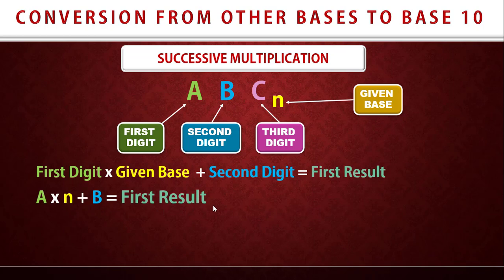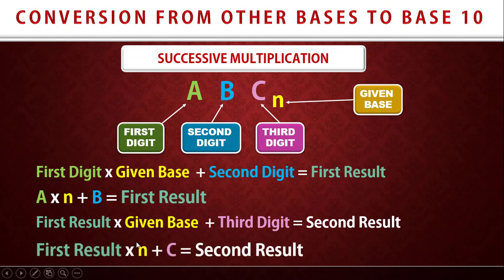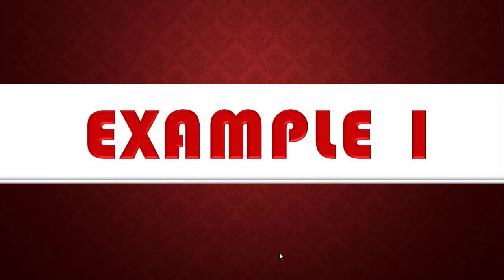The next thing to do is take this first result and multiply it by the given base, then plus the third digit, and that will give us our second result. So we have first result multiplied by n plus c, and c is our third digit. That will give us our second result. So let's look at example 1 on successive multiplication.